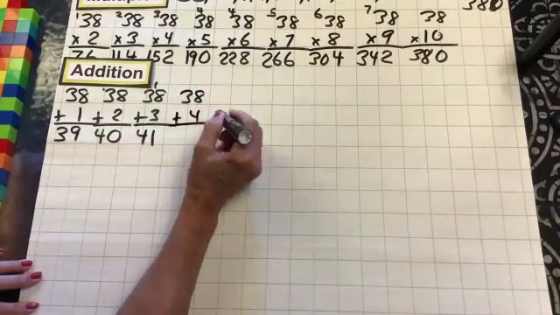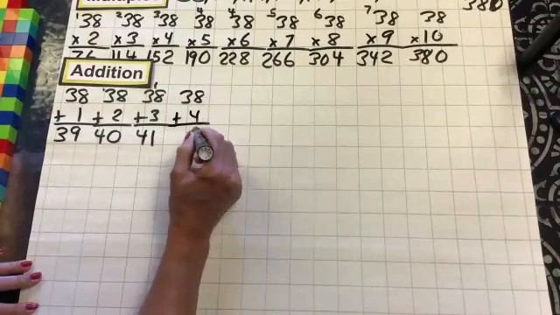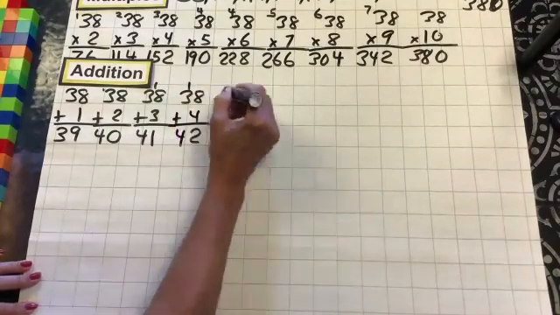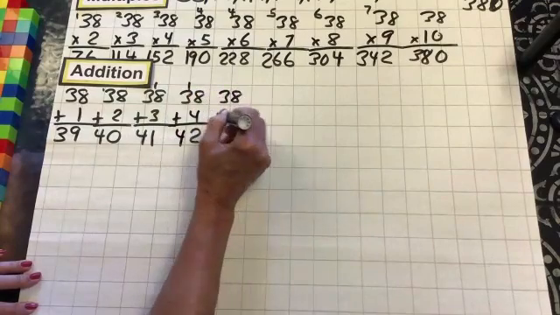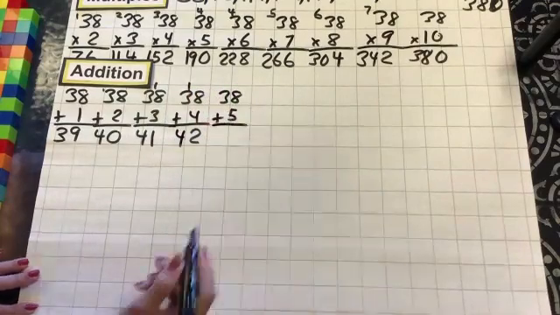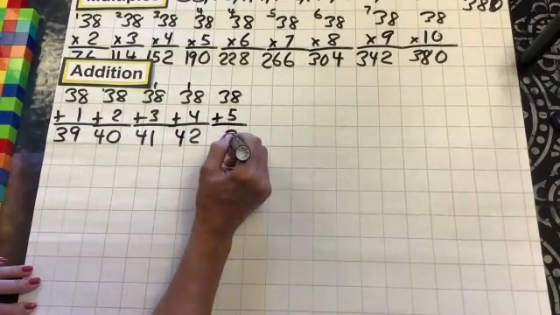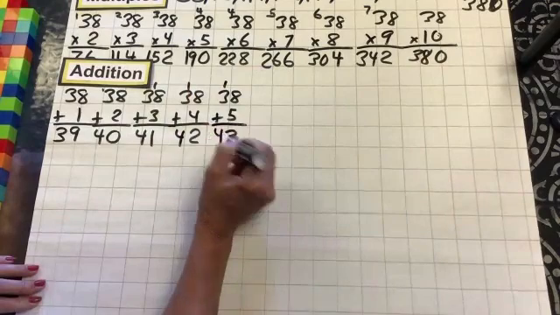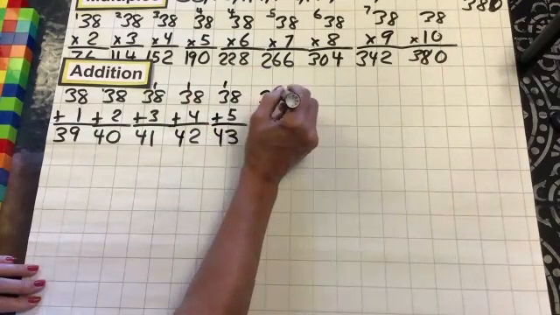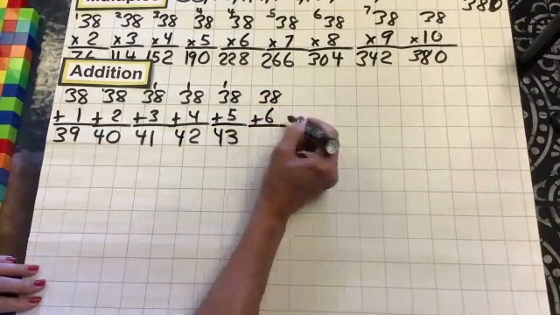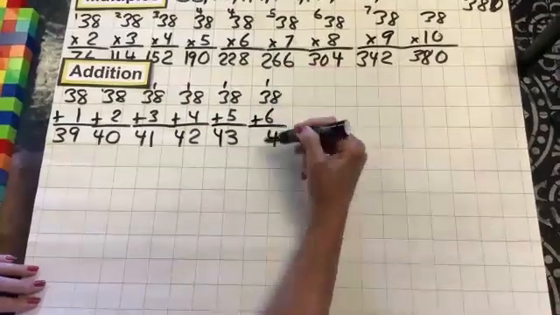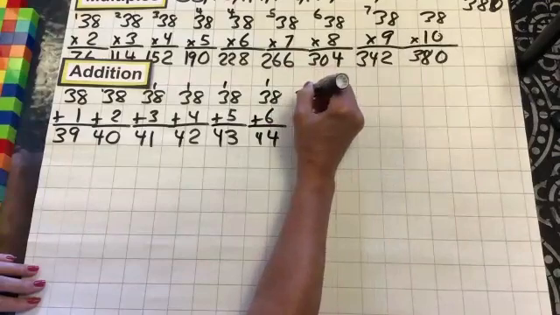38 plus 4. 8 plus 4 is 12. Drop the 2, carry the 1. 1 plus 3 is 4. 38 plus 5. 8 plus 5 is 13. Drop the 3, carry the 1. 1 plus 3 is 4. 43. 38 plus 6. 8 plus 6 is 14. Drop the 4, carry the 1. 1 plus 3 is 4.